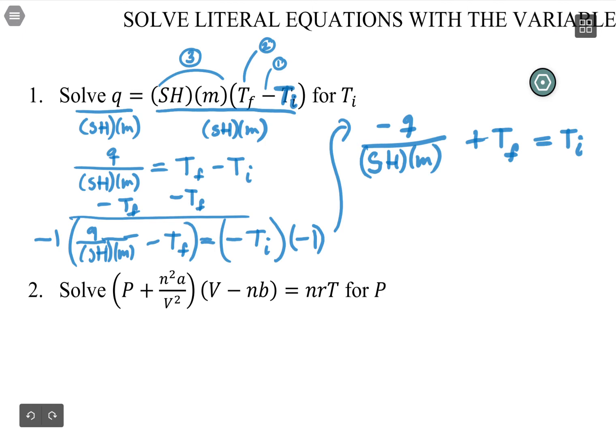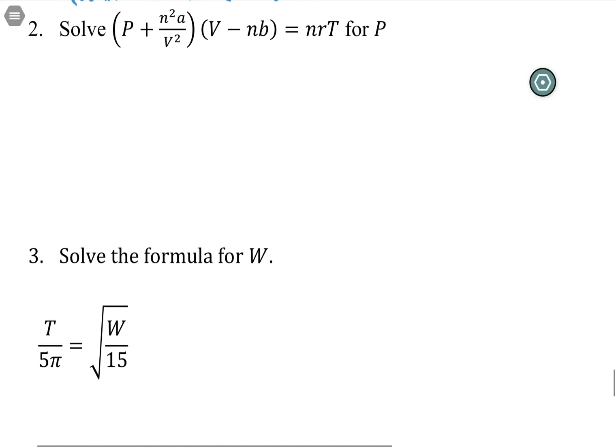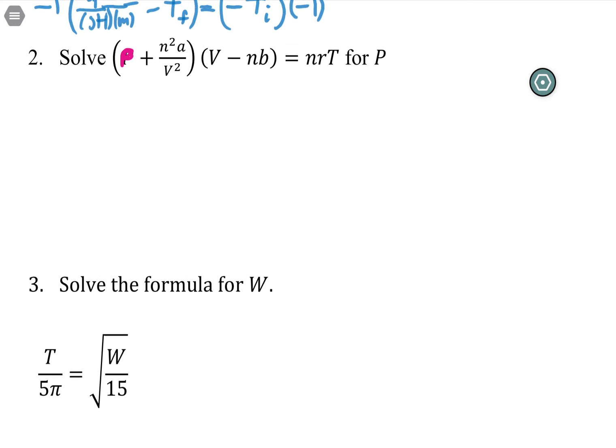Okay, so they look really bad, hopefully not as bad as they look to solve. Next one, a really big, ugly looking formula: P plus n squared A over V squared, that whole quantity multiplied by the quantity V minus nB, is equal to nRT, and we're supposed to be solving for P. So again, really key is going to be keeping an eye on that variable all the way through and thinking about what's happening.